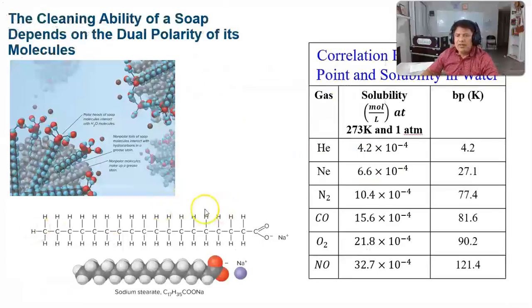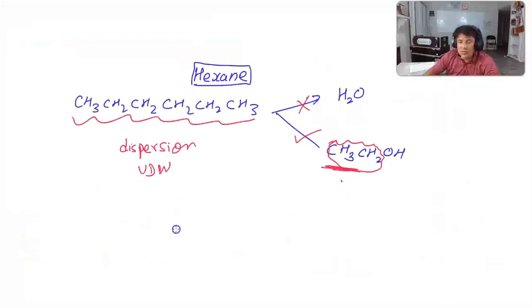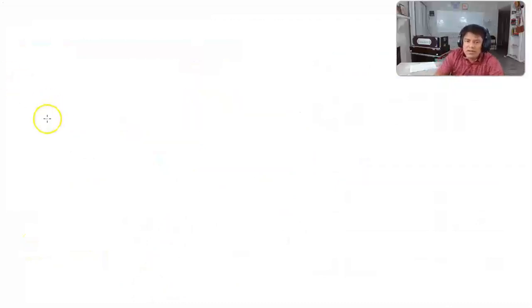So now let's see some examples of the cleaning ability of a soap. Why can soap clean? Let's look at the picture of the soap, the molecule of the soap. So soap is like this. How many carbons? 1, 2, 3, up to 17 carbon. Let me write that in short form. Soap is like that.